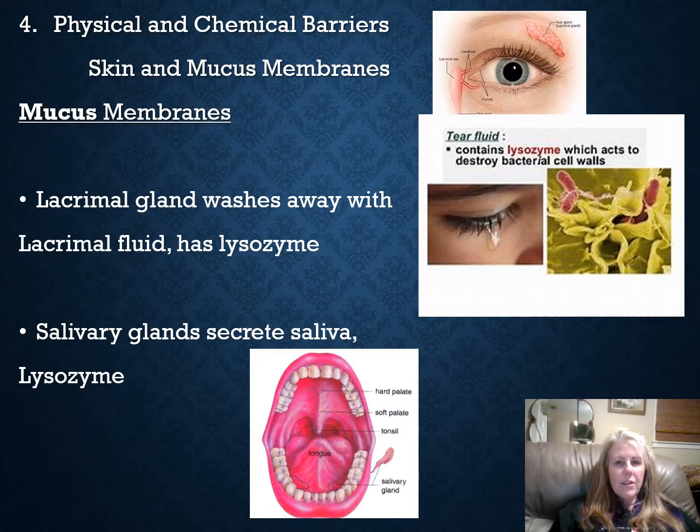All right, so on to mucous membranes, and we're going to talk about just a few of the mucous membranes and how they contribute. We're going to first start off with the lacrimal gland in the eye. So the lacrimal gland produces lacrimal fluid. We know this as tears. Now, in that fluid, what does it do? It's used to wash away debris and maybe even pathogens.